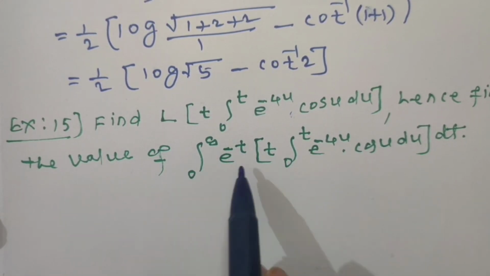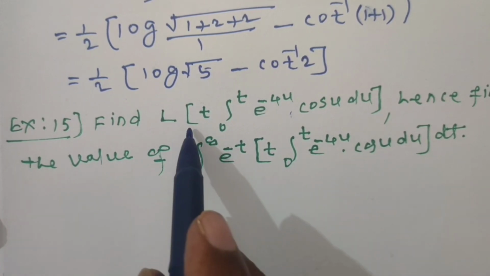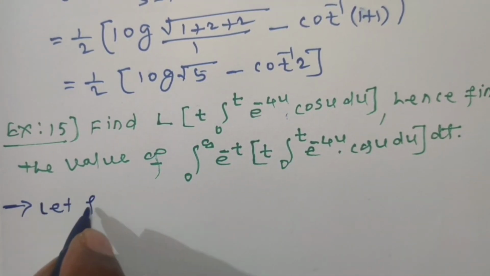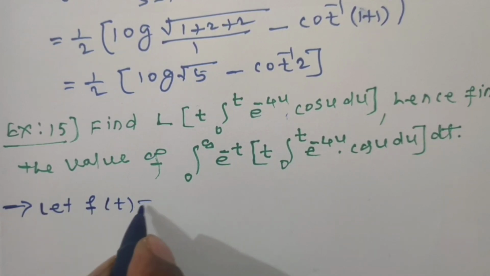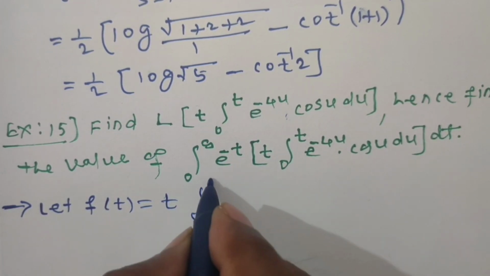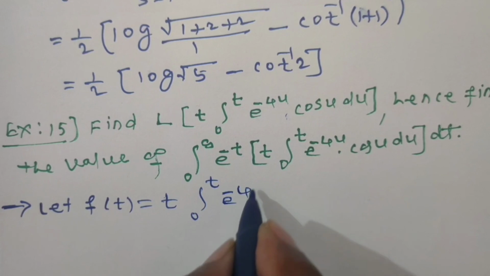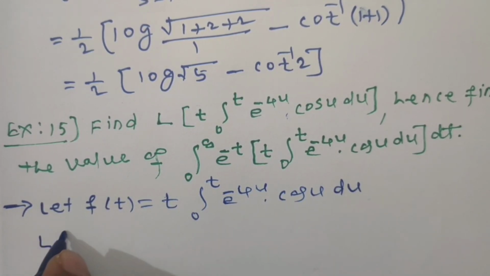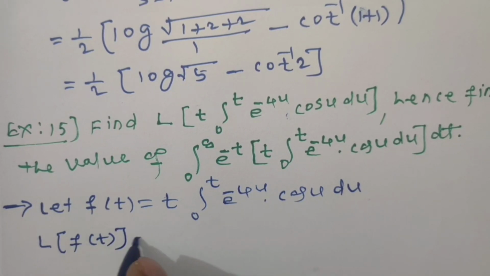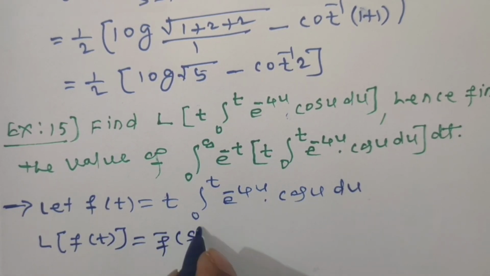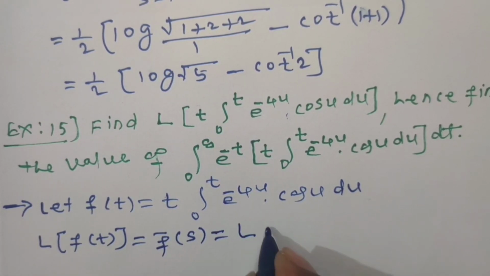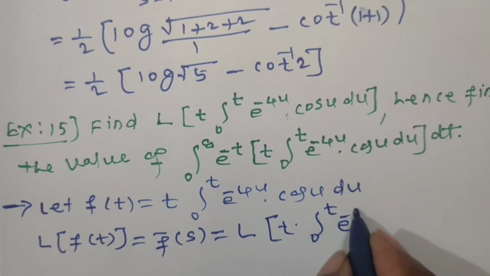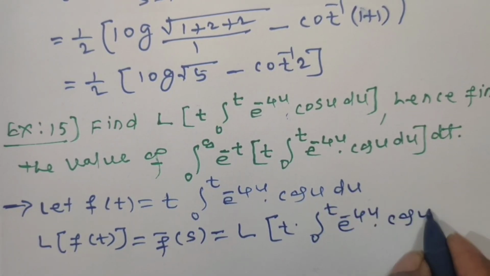In this integral, you see this bracket, we will assume this bracket as f of t. Let f of t is equal to t into the integral from 0 to t of e to the power minus 4u into cos u du, and Laplace transform of f of t is equal to f bar of s, which is the Laplace transform of t into the integral from 0 to t of e to the power minus 4u cos u du.